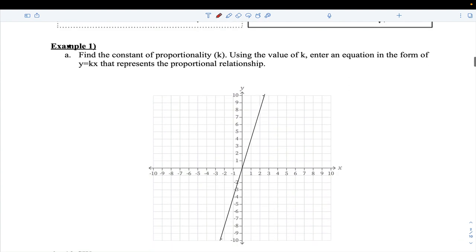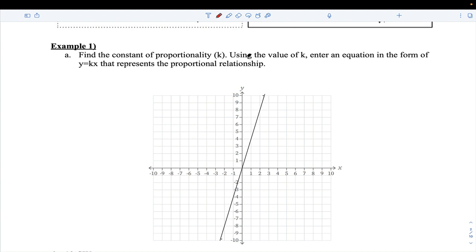Example 1, read it for me. Find the constant of proportionality. Pause. What's the constant of proportionality also called? Whole class? In your mind, you're thinking k, and if I'm an 8th grade student, I'm thinking the slope. So when I hear constant of proportionality, I think k and I also think slope. Constant is the same thing as a slope.